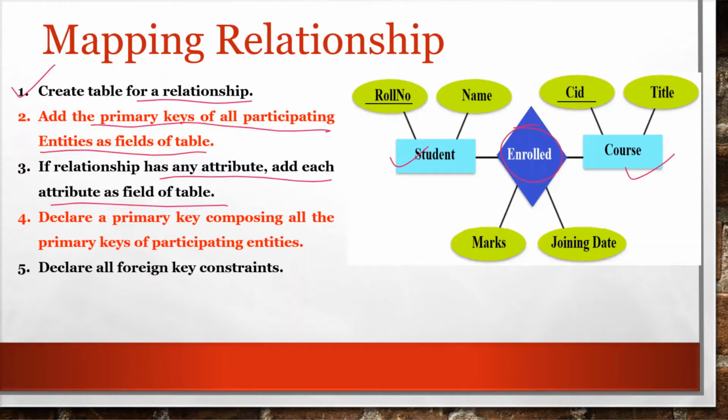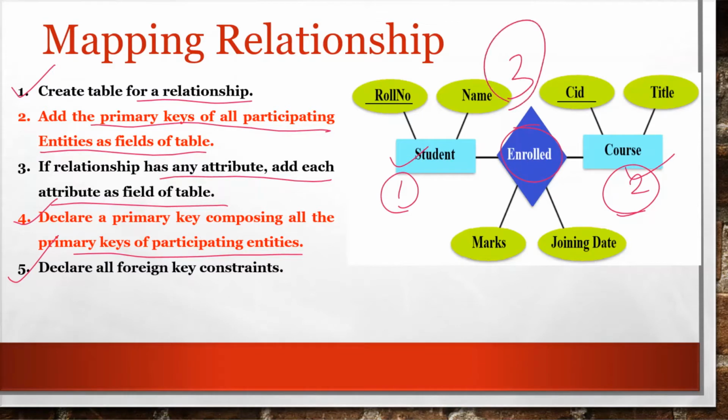Next, declare the primary key as a combination, or as a composition, of the primary keys of the participating entities, and declare them as foreign keys in the relation table, because they cannot individually act as the primary key, but combined they can form a primary key for the relationship table. So for this given relationship we must have one table for student, a second table for course, and a third table for this enrolled relationship.